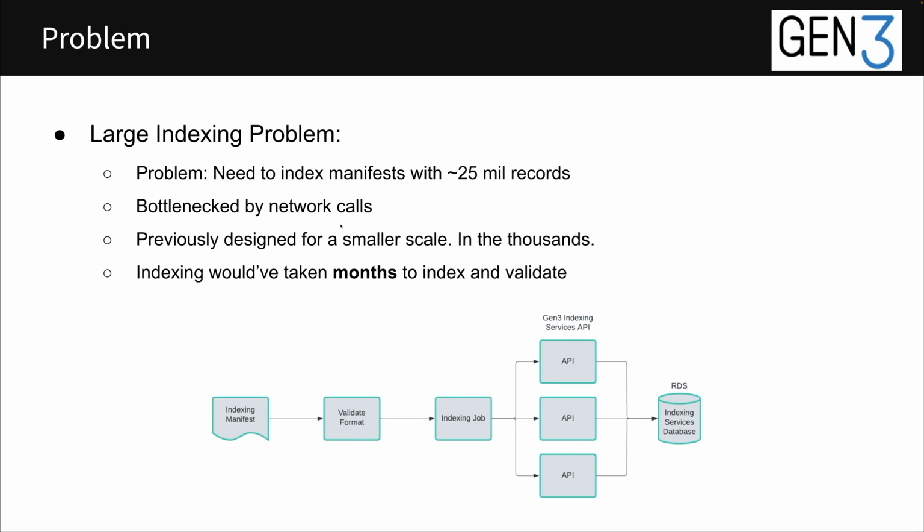So we know that the bottleneck is the network overhead, and because that adds up, indexing for something like 25 million records would take months.